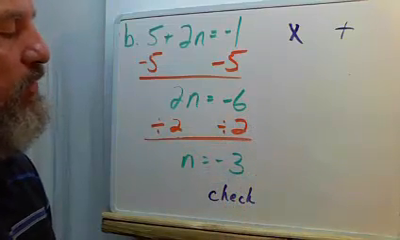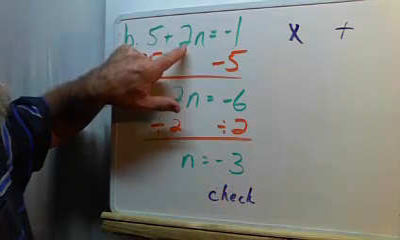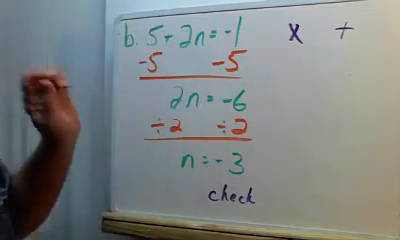Now we're going to check our solution. Negative 3 belongs right here. So negative 3 times 2 is negative 6. Negative 6 plus 5 is indeed negative 1.